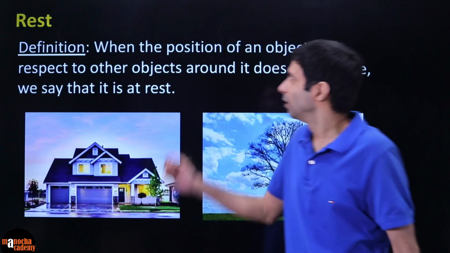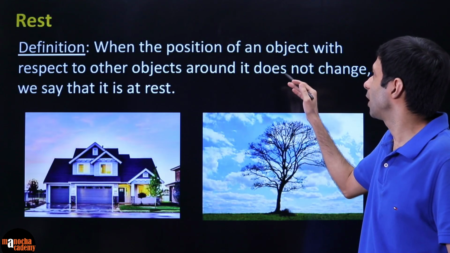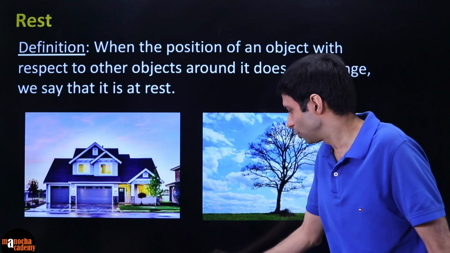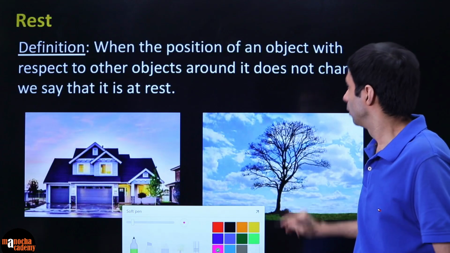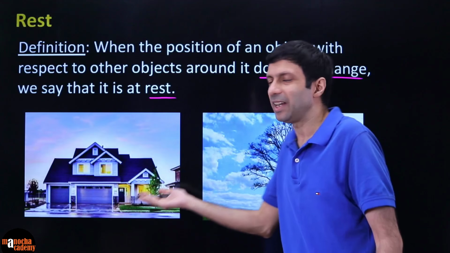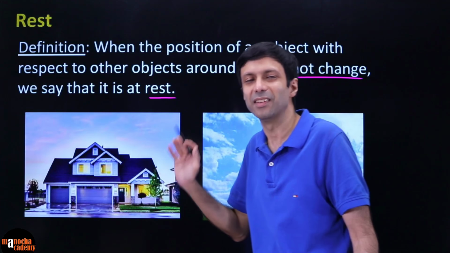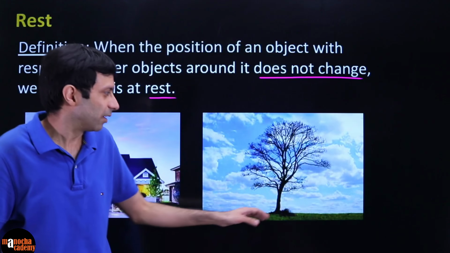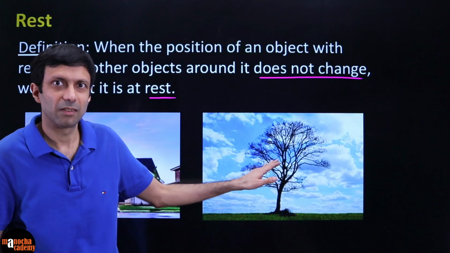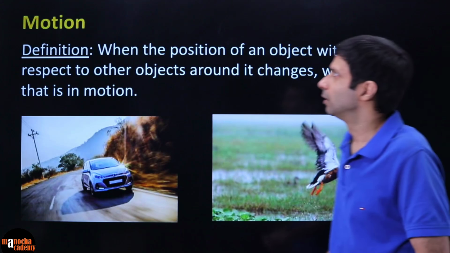So rest is when the position of an object with respect to other objects around it does not change. So this is the important thing, that when the position does not change, then we say it is at rest. Like we said, from this tree, the house is not moving away. House is at rest. Compared to the rock near this tree, the tree is not moving. The tree is at rest.